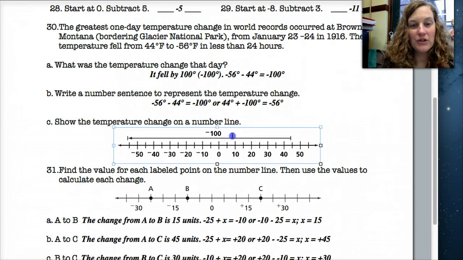Show the temperature change on a number line. I think this is the easier way to do it. You start at 44, you end at -56, and there that shows the 100-degree change.